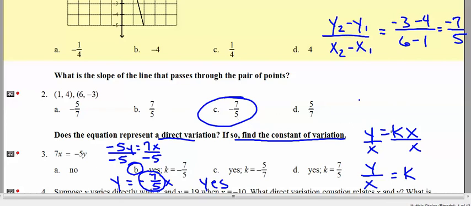Remember that y equals kx. So if you divide each side by x, then your constant is equal to your y divided by your x. So if you put this thing in the form of y equals kx, -5y is equal to 7x. Solve for y. And when you divide each side by -5, then your k is -7/5. So yes, it's the direct variation, and your k is equal to negative 7/5.